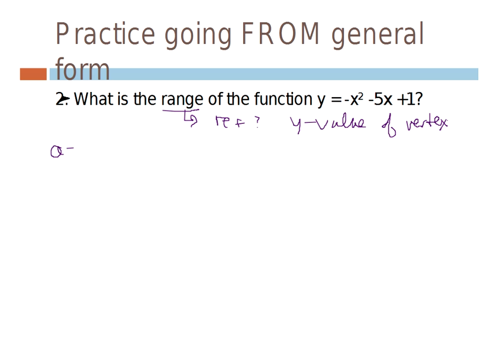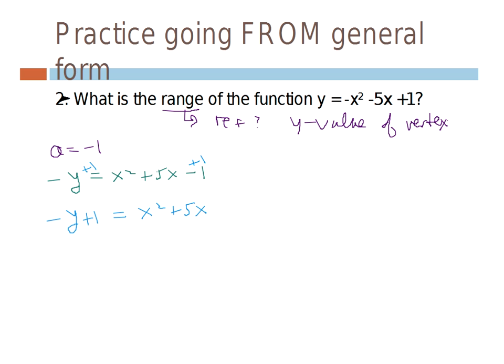So I'm going to divide everything by a. A is equal to -1 here. So I'm going to change the signs of everything. This will be -y equals x squared plus 5x minus 1. Now I'm going to move the non-x term over. So I'm going to add 1 to both sides. And now I'm ready to complete the square.